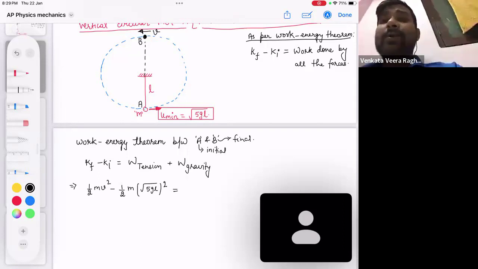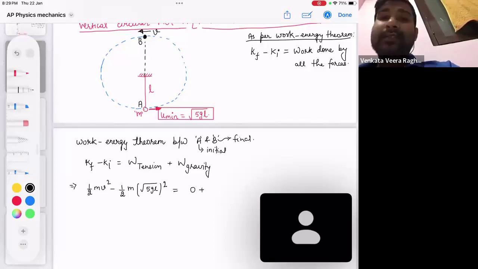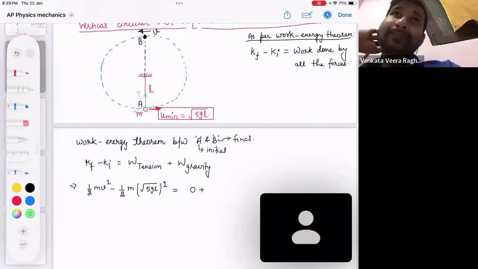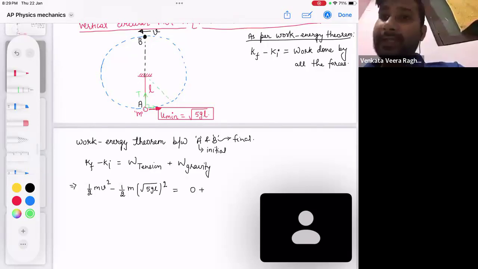Work done by tension force on this particle? Can I say that it's going to be zero? Please tell me why. Because tension will be acting in this direction, isn't it? And displacement is happening along the tangent. Tell me, is the tension force acting along the radial direction? Displacement is happening along the tangent. So force and displacement are perpendicular. No work done.